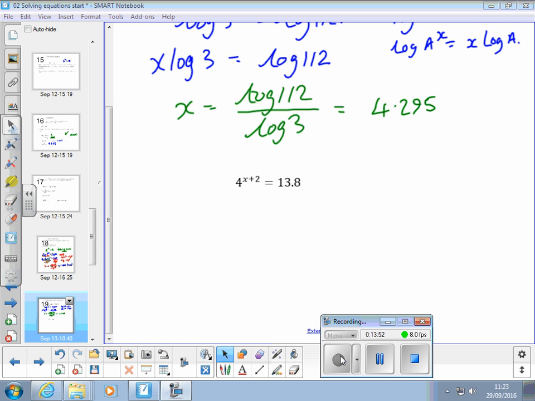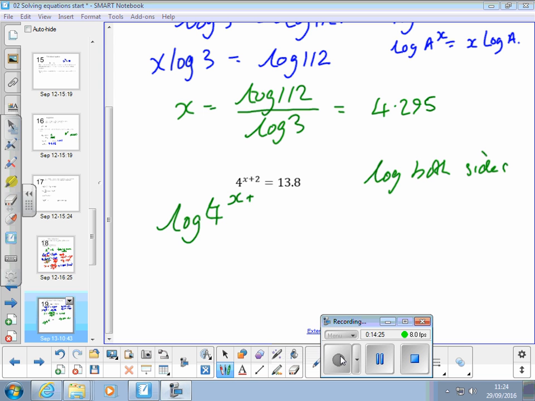So, right, who's going to have a go at going through this one for us? What do we do? Take it step by step. Definitely go one stage at a time here. So what you got to do first? Let's do log of both sides first. If you take the log of both sides, we end up with log of 4 to the power of x plus 2 is equal to log of 13.8.